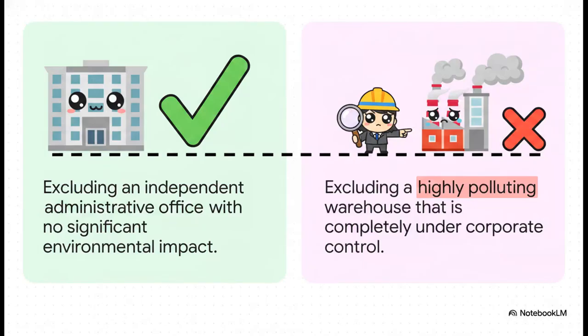Here's a classic auditor war story for you: justified versus unjustified exclusions. You have justified exclusions, like leaving out an independent administrative office that genuinely has no significant environmental impact. Totally fine. But then you have unjustified exclusions. Imagine a company claiming totally green operations while artificially excluding a highly polluting outsourced logistics warehouse that sits just outside the physical EMS boundary but is completely under corporate control. An auditor is going to flag that immediately as a major nonconformance. You simply cannot hide your dirty operations just outside the fence line.